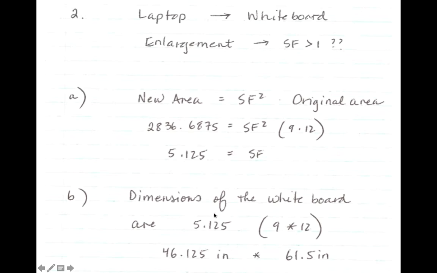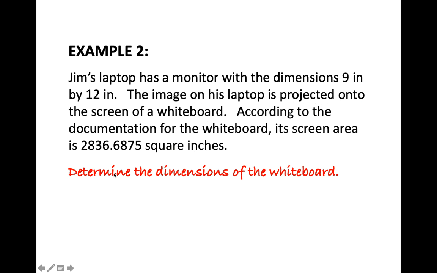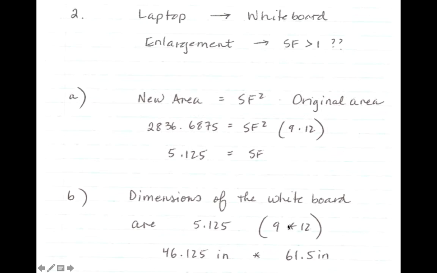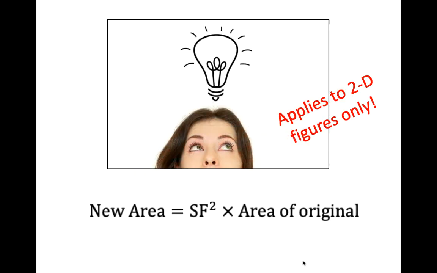Now the second answer actually comes from the following, where they ask you to determine the dimensions of the whiteboard. Well, if we know the dimensions of the laptop are 9 by 12, we can use our scale factor of 5.125, multiply it by each one of these, and we should be getting our actual dimensions for our whiteboard. Okay, now just some important things to remember. This formula that we've learned only applies to two-dimensional figures. We'll look at three-dimensional later, so make sure you watch that.